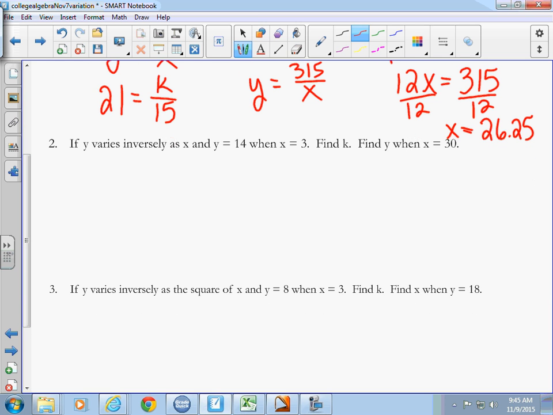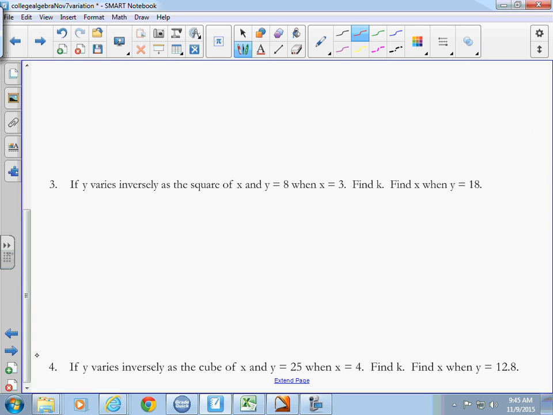Okay. Do you care if I skip number 2? It's similar to the one we just worked. I'm going to go on to one that's a little more complicated. Why is this third one a little bit more complicated? It has squares. Not that it's horrible, but it's not exactly the same. Y varies inversely as the square of x. What is my equation set up? Very good.